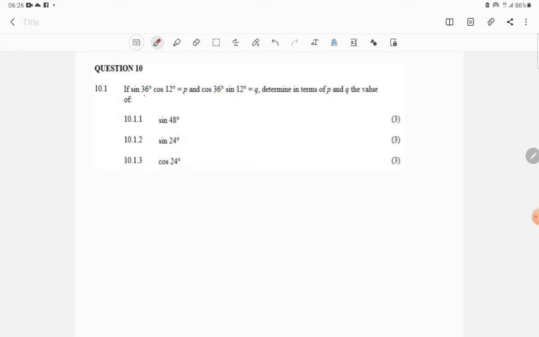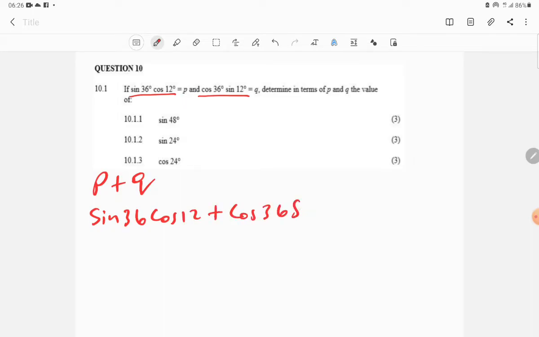We need to first check the relationship between what is given and see what it is that we are going to get. For example, we have these two things. What is the relationship between them? What if we can add them together, for example P plus Q? So I have to obtain sine 36 cos 12, then plus cos 36 sine 12. What if we have this?